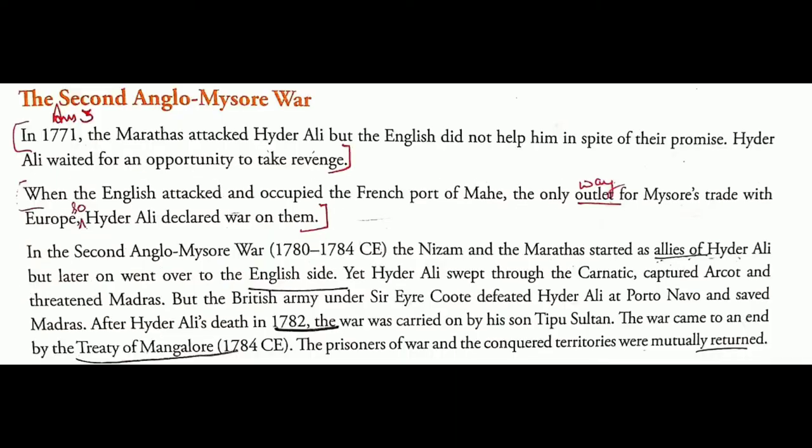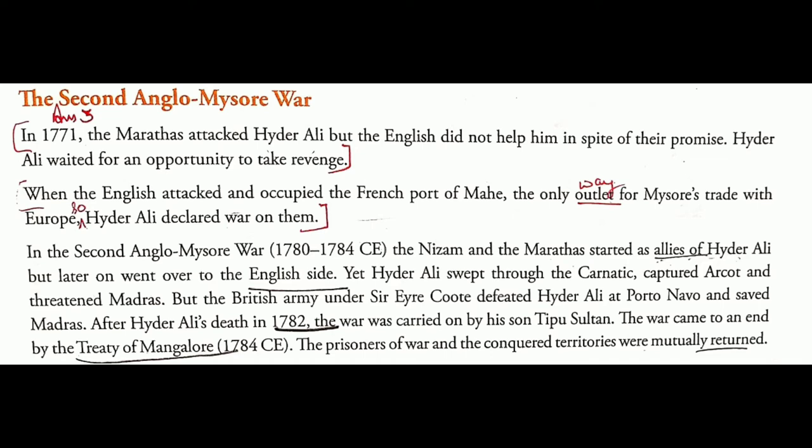According to the treaty of the First Anglo-Mysore War, the British had to come to help Mysore, that is Hyder Ali. But what happened later on, we will understand here in the Second Anglo-Mysore War. In 1771, the Marathas attacked Hyder Ali, but the English did not help him in spite of their promise. After some years, Hyder Ali was attacked by the Marathas. According to the treaty, the British should have come and supported, but they didn't. Hyder Ali waited for an opportunity to take revenge.